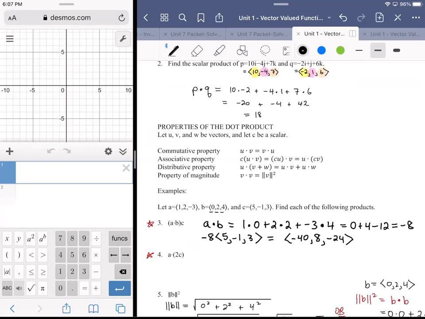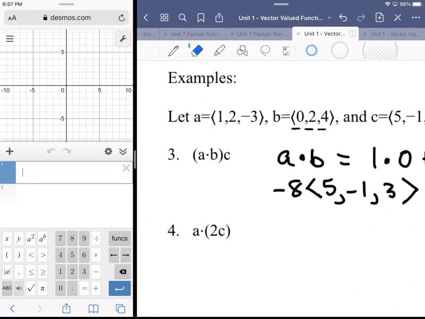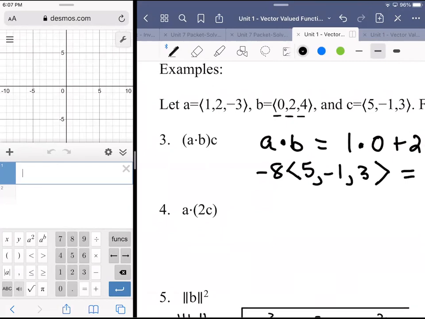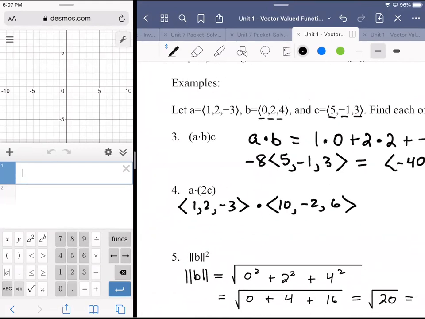All right, so A dot 2 multiplied by C. So we're dotting A against 2 multiplied against C. So we'll take care of the 2 times C first. So we're really looking for the dot product of 1, 2, -3. And this one we could do on the fly because we're just doubling the entries in C. So 10, -2, 6. All right, so that takes care of this piece.